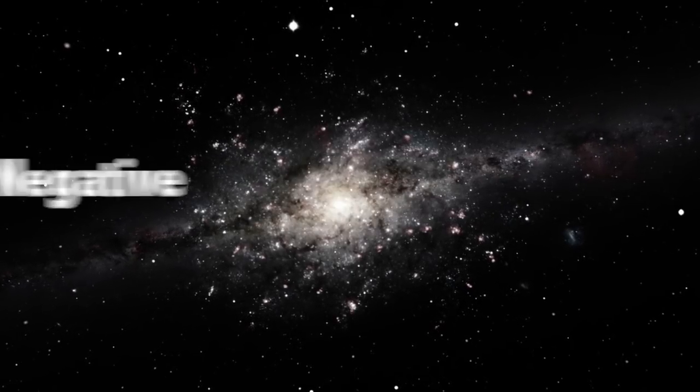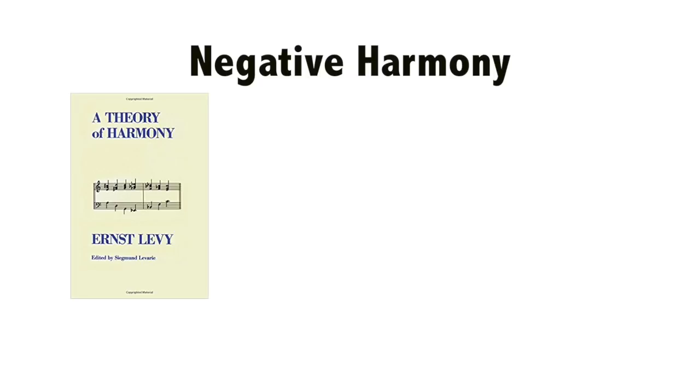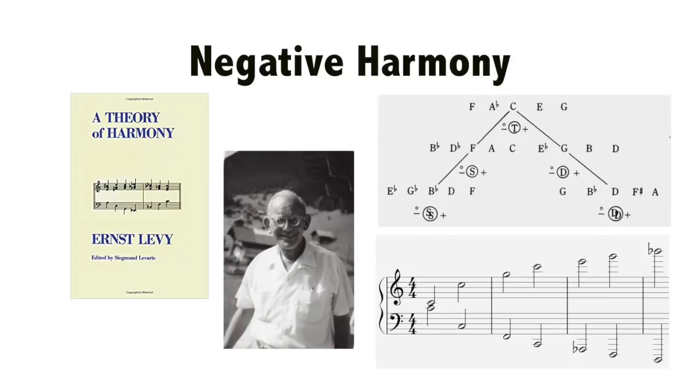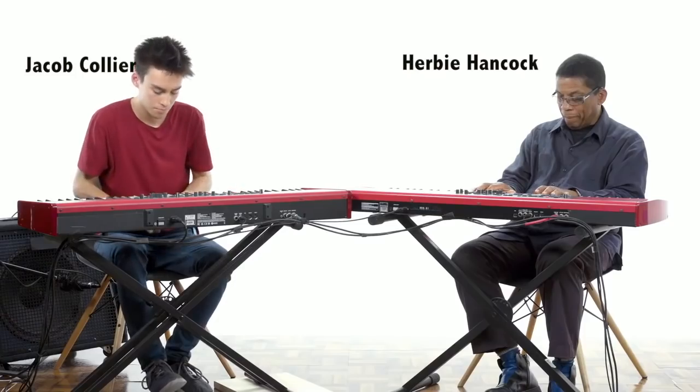Explanation 2. Negative harmony. This theory was first laid out in the book A Theory of Harmony by Swiss-American composer and theorist Ernst Levy, and recently brought back to light by jazz composers Herbie Hancock and Jacob Collier.